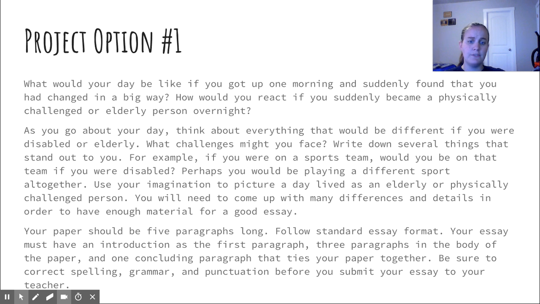Write down several things that stand out to you. For example, if you were on a sports team, would you be on that team if you were disabled? Perhaps you would be playing a different sport altogether. Use your imagination to picture a day lived as an elderly or physically challenged person. You will need to come up with many differences in details in order to have enough material for a good essay. Your paper should be 5 paragraphs long, following standard essay format. Your essay must have an introduction as the first paragraph, 3 paragraphs in the body of the paper, and one concluding paragraph that ties your paper together. Be sure to correct spelling, grammar, and punctuation before you submit your essay to your teacher.